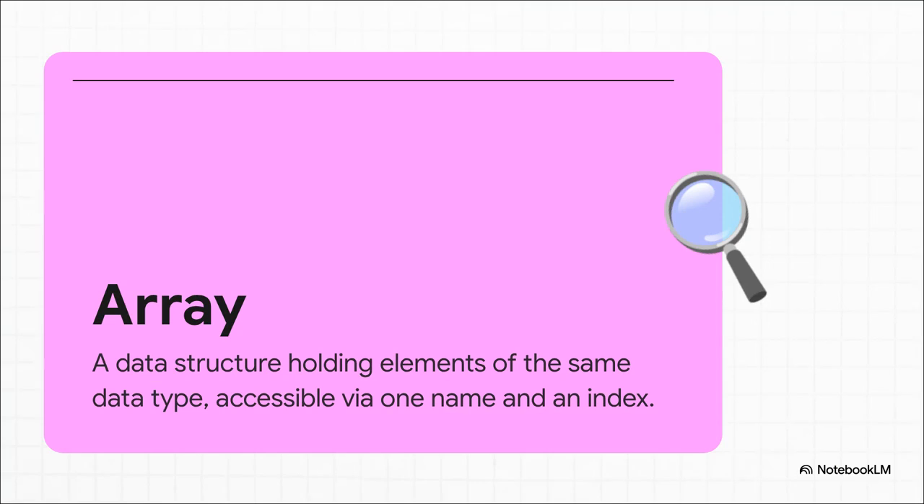Okay, here's the official definition. It's a data structure with a bunch of elements, and all those elements have to be the same data type, so all numbers or all bits of text. But here's the magic trick. You get to all of these different items using just one name and a special number called an index. You can think of it like a filing cabinet. The whole cabinet has a name, say finances, but each drawer is numbered so you can get to exactly what you need.